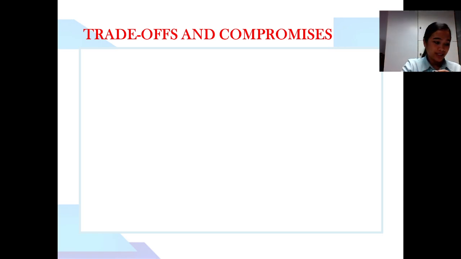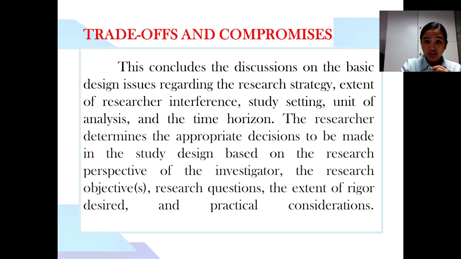Trade-offs and compromises. This concludes the discussions on the basic design issues regarding the research strategy, extent of researcher interference, study setting, unit of analysis, and the time horizon. The researcher determines the appropriate decisions to be made in the study design based on the research perspective of the investigator, the research objective, research questions, the extent of rigor desired, and practical considerations.